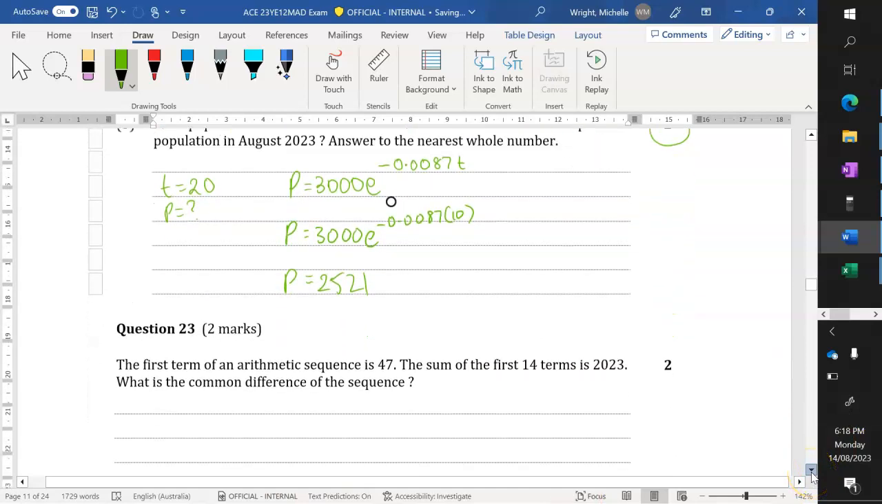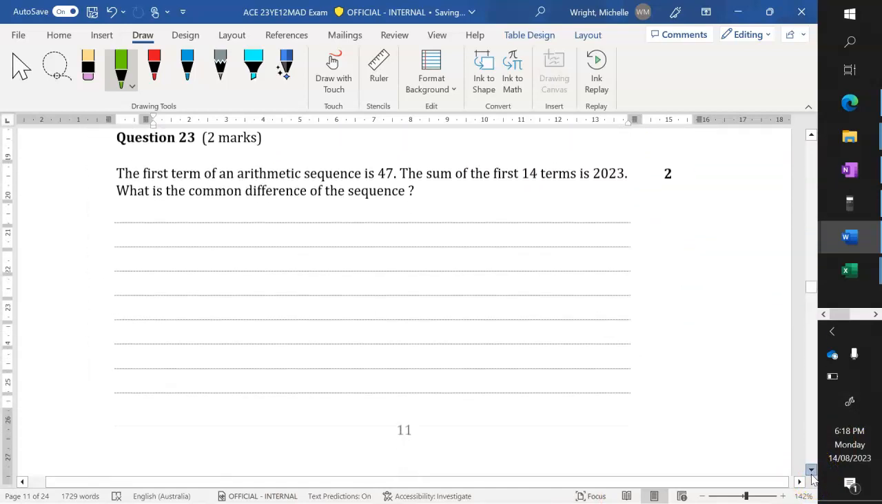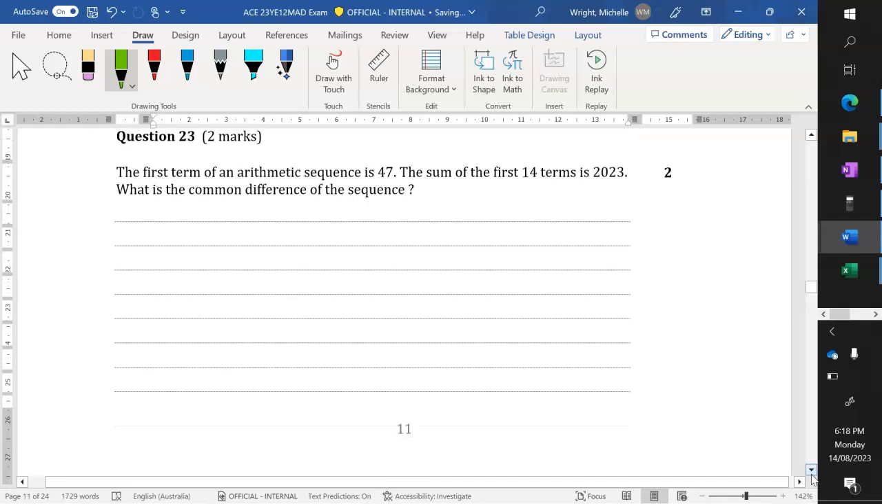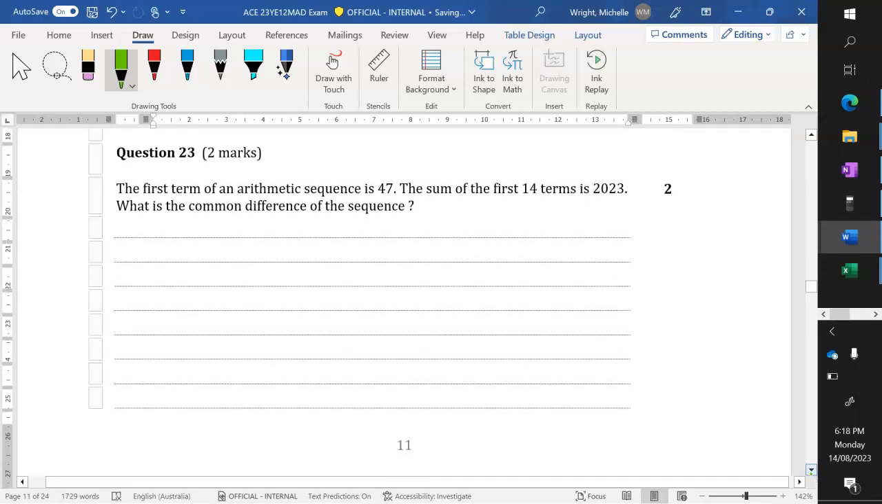Okay, let's look at the next question. This one was done very, very well. You seem to be able to do your sequence and series. So it was worth 2 marks. The first term of an arithmetic progression, and that was the main thing there, arithmetic progression, is 47. The sum of the first 14 terms is 2023. And we want to find the common difference.